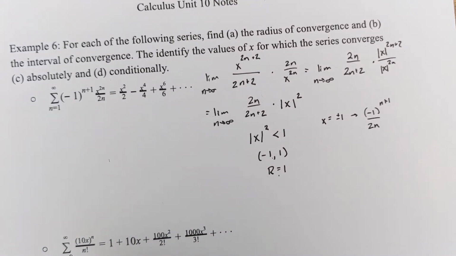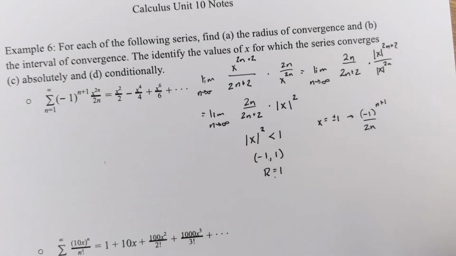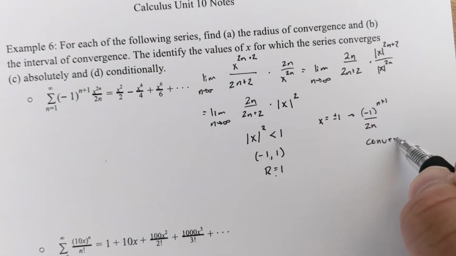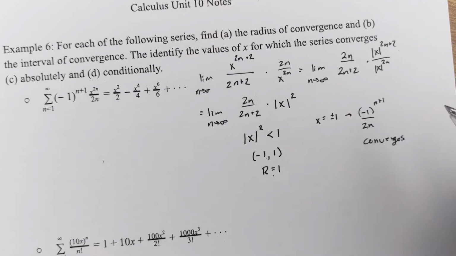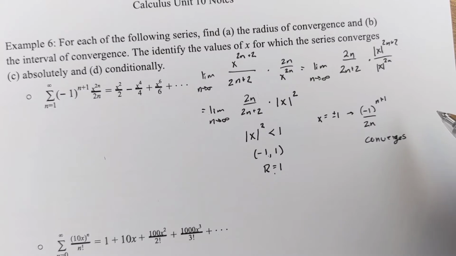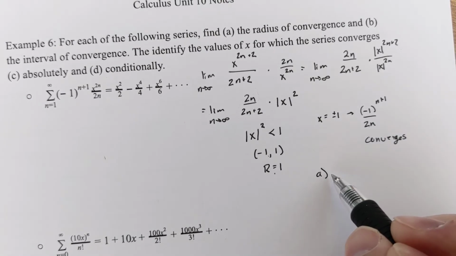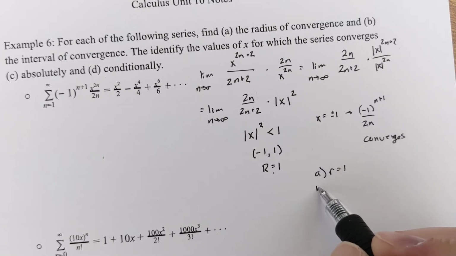So let's see here. This is an alternating series. This one, yeah, so this guy will converge by the alternating series test. It meets all the right criteria. Each term is less than the one before, the terms individually are positive, and the limit eventually reaches 0. So for A, the radius of convergence is 1.